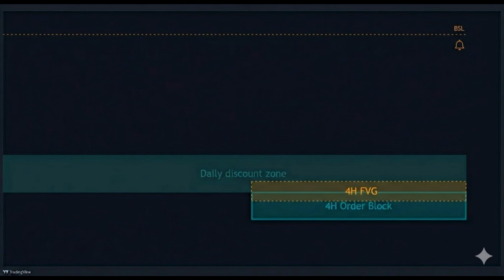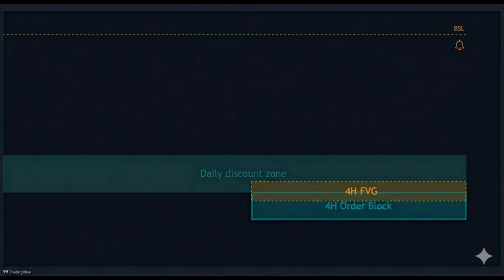Step 5. Waiting for the liquidity sweep. This is the step most traders skip. They see the zone, they see the OTE, and they enter immediately. But without the sweep, the smart money engineering phase is incomplete.